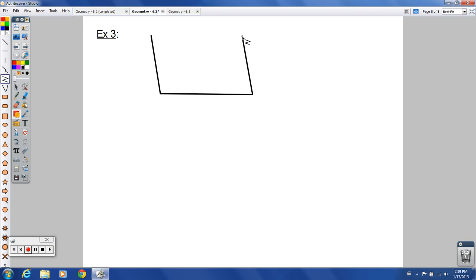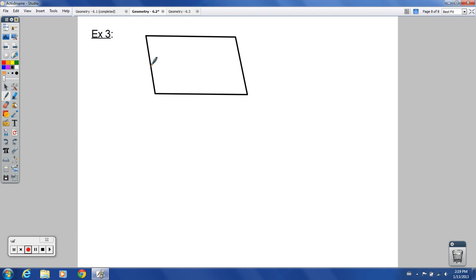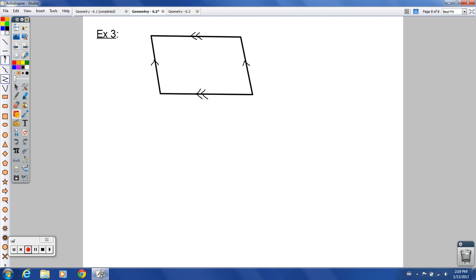Try to make them look parallel as best you can, so on the same slope. It's not too bad. We're assuming that this side is parallel to this side and that this one is parallel to this one right here. And I also want you to draw in the diagonals for this. So let's do that right now.